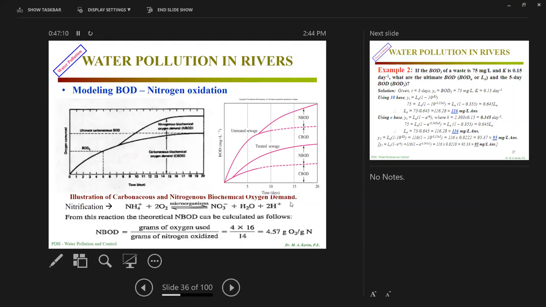Here I have a small example problem. If I have ammonia, oxygen, and microorganisms, producing nitrate, water, and hydrogen ion, from this reaction the theoretical NBOD can be calculated as the grams of oxygen used per gram of nitrogen oxidized. Grams of oxygen used would be 4 times 16, because I have 2 times 16 times 2. Nitrogen oxidized looks like only one nitrogen here, which is 14 grams. So 64 divided by 14 is equal to 4.57 grams of oxygen per gram of nitrogen required for NBOD. So that's how we can calculate the NBOD.